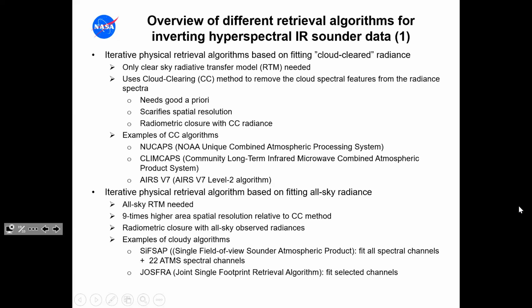This is the only one that uses the climatology. We do not use NWP model as any a priori. We retrieve every single field of view. Most importantly, we use all spectral channels. All other algorithms are picking a few hundred, like 100 or 200 spectral channels out of thousands of spectral channels.